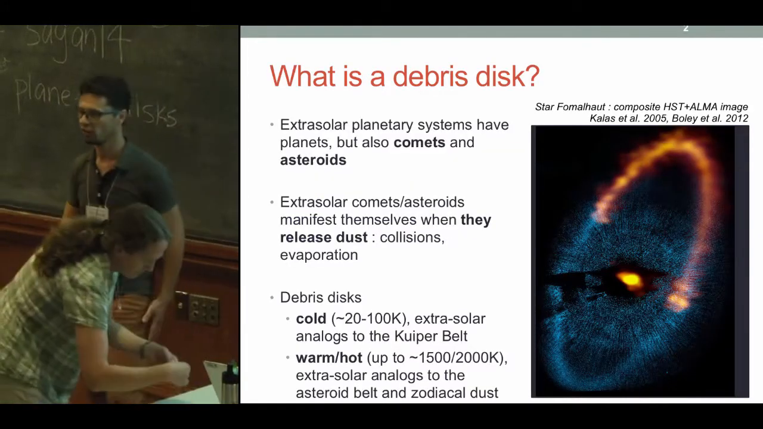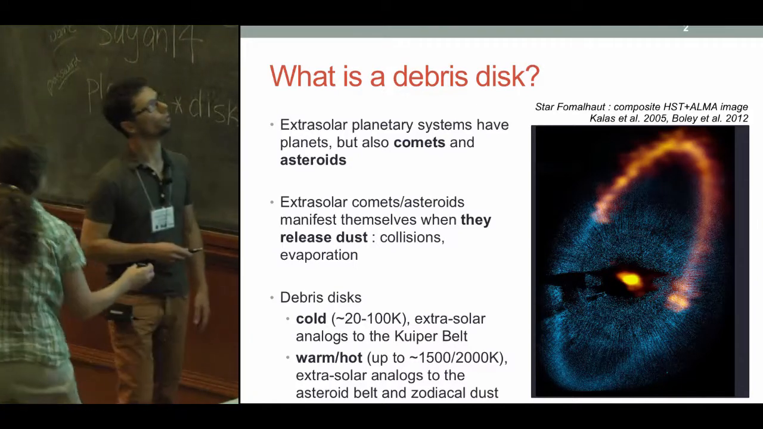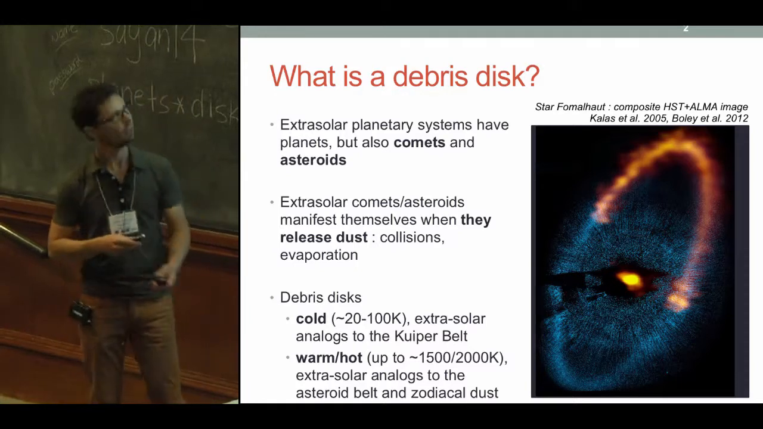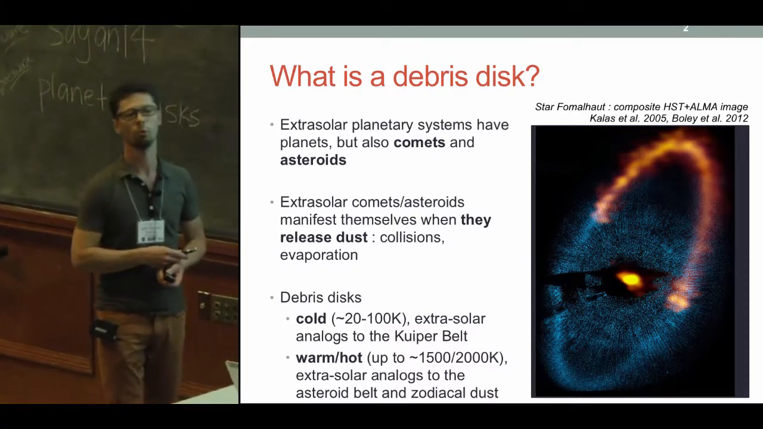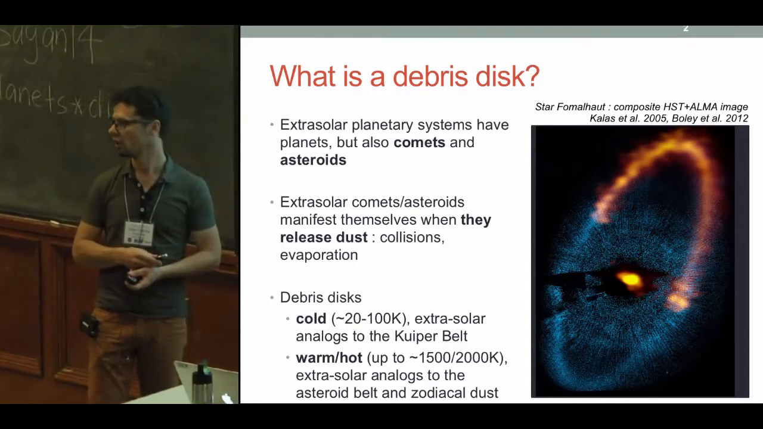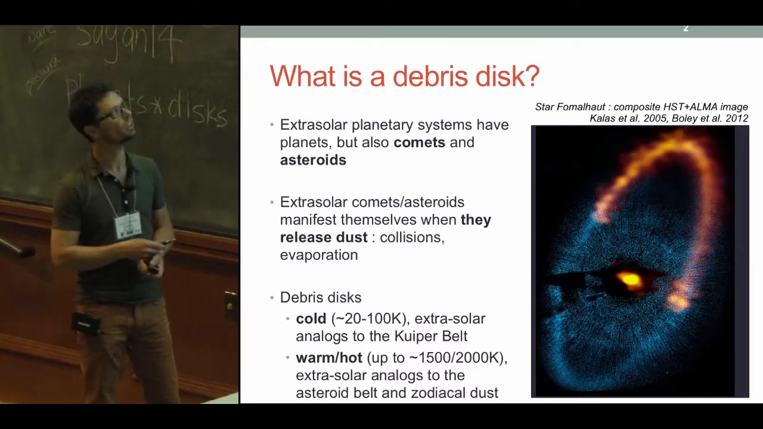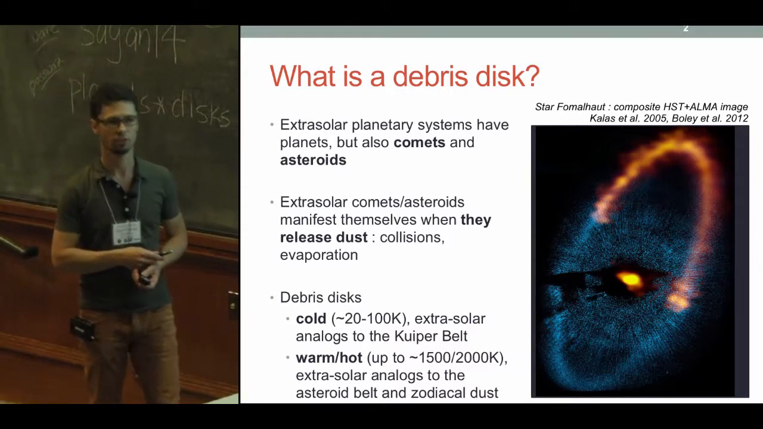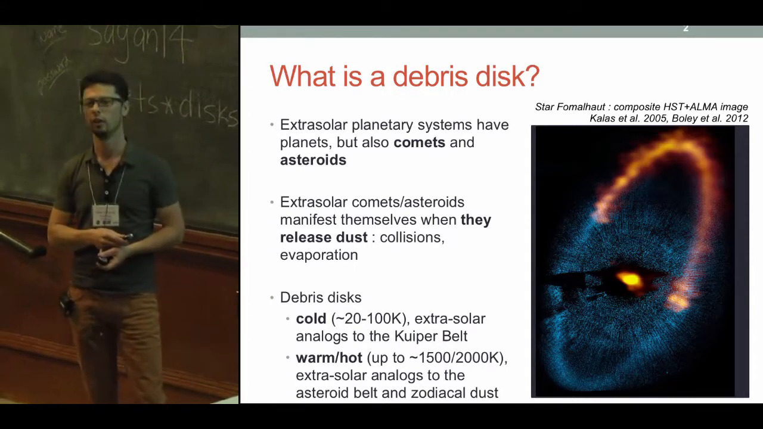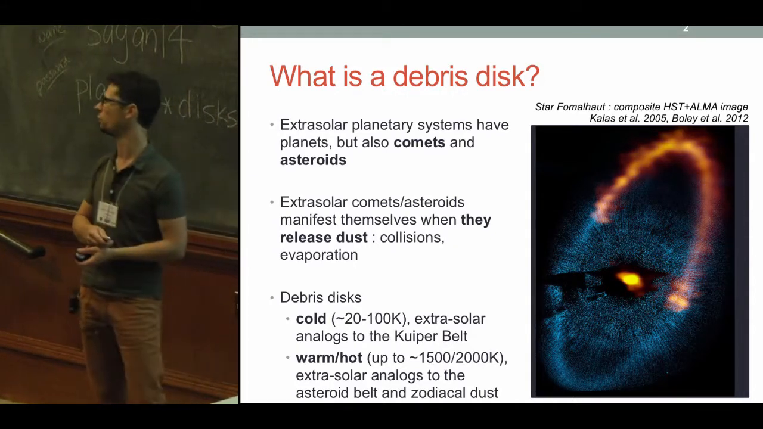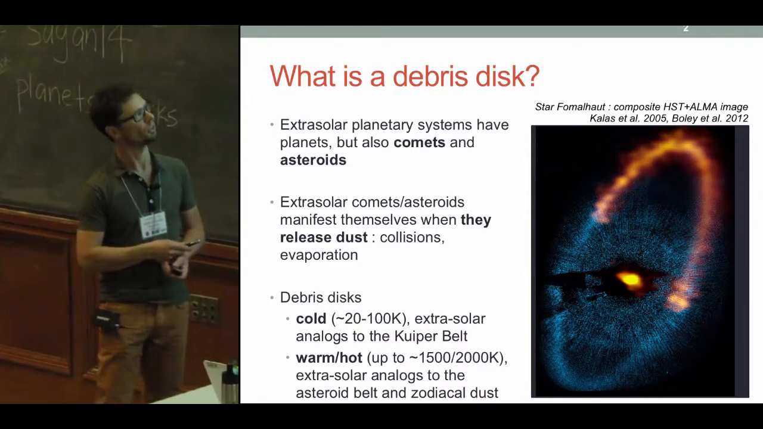Okay, so what is a debris disk? I guess you know now. It's basically a planetary system, right? So you have planets, but you also have, in extrasolar planetary systems, small bodies, comets and asteroids. And obviously, you don't see them directly. But fortunately, they do produce dust, and you see this dust. And the job is actually to infer the population of planetesimals that you don't see directly from the dust that you observe with different observatories.